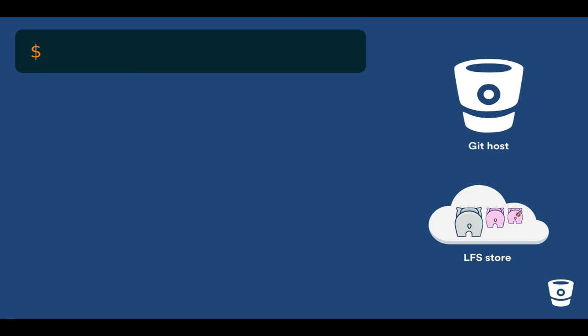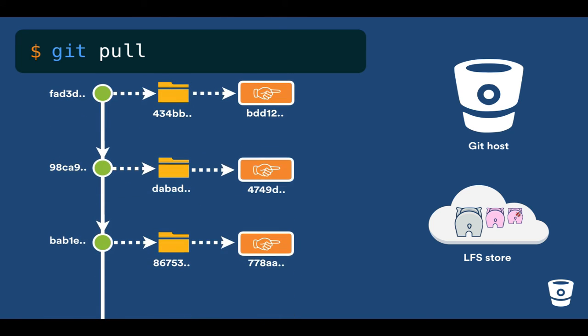Now, the savings come when you run git pull, because when you run a pull or a clone, your repository content gets served from your repository provider, and then Git LFS only downloads the large objects that are actually being checked out. So typically, this is the commit at the tip of the branch that you just updated.